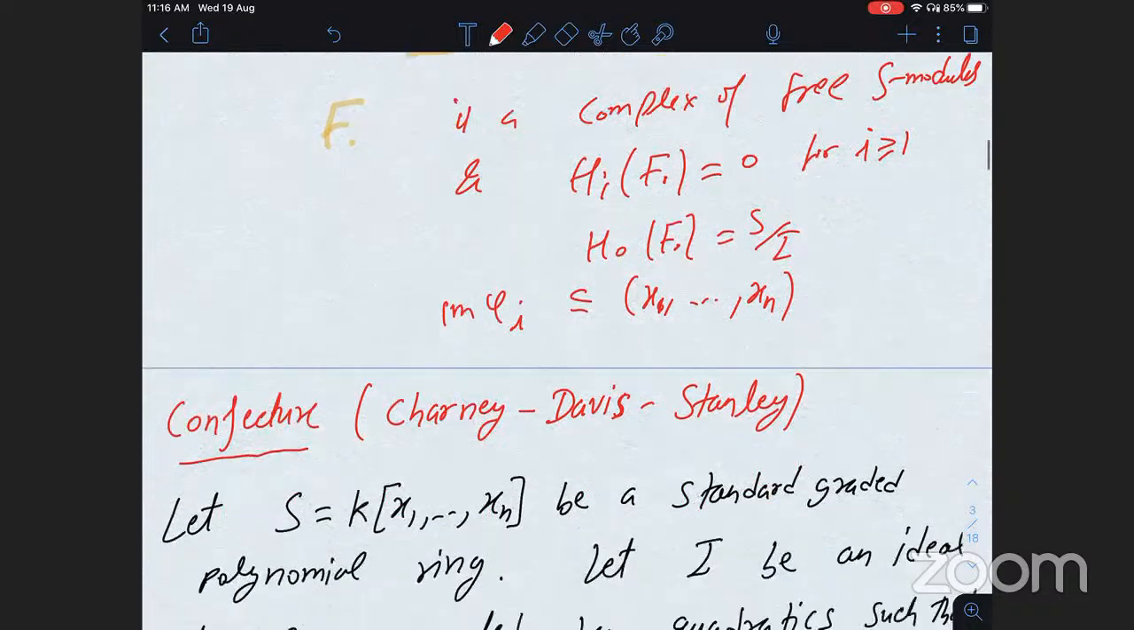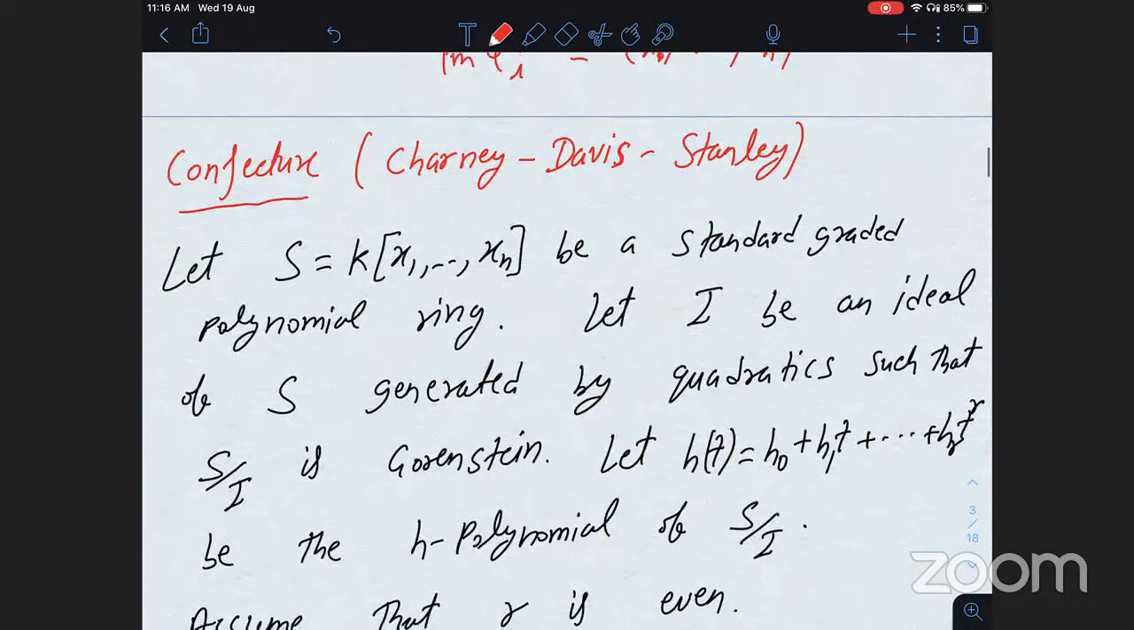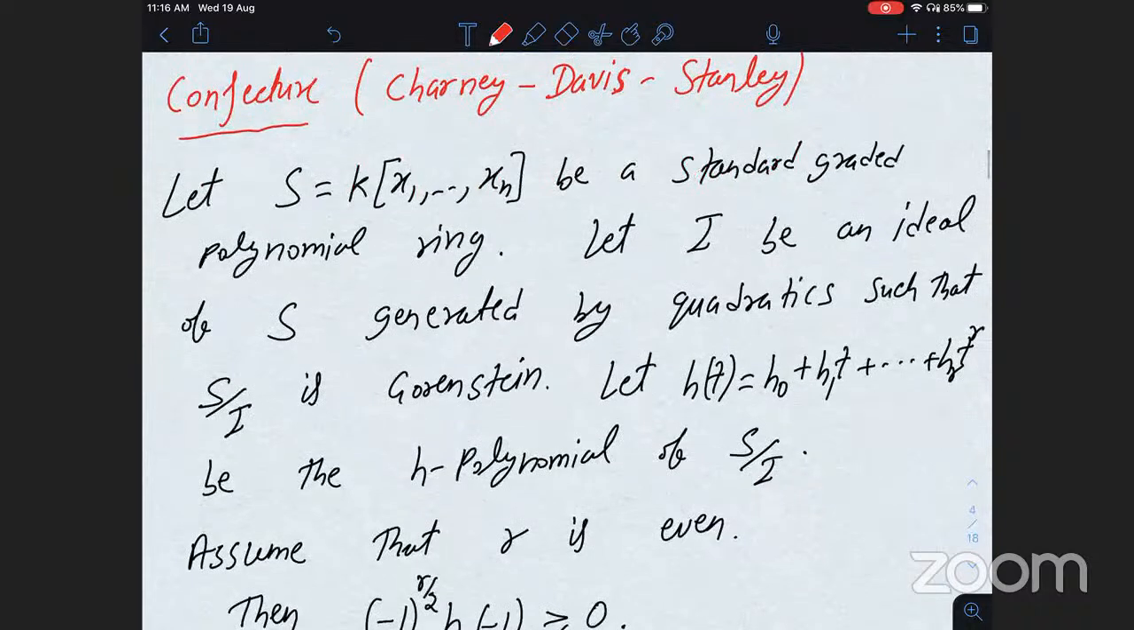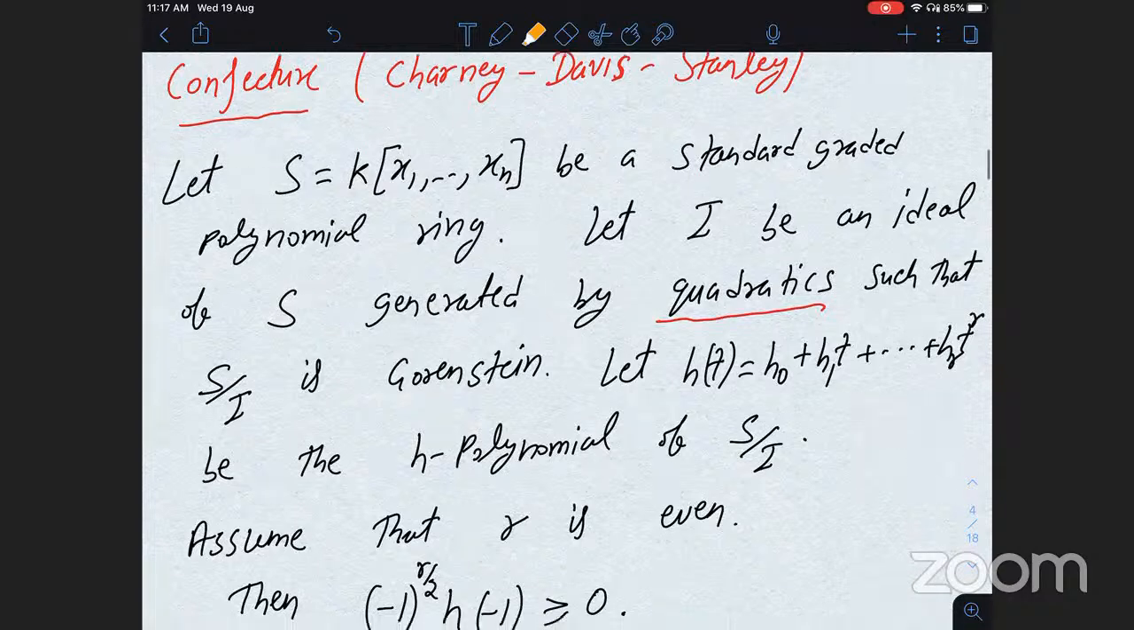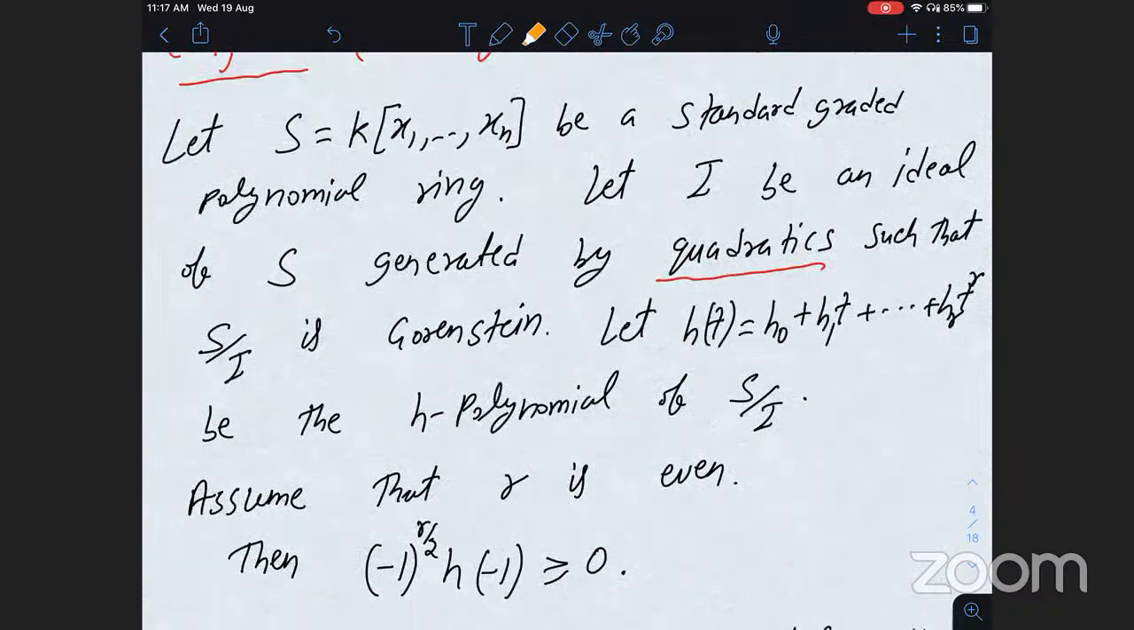Okay, now I'll state the conjecture. Let S be a standard graded polynomial ring. Let I be an ideal of S generated by quadratics, that means homogeneous polynomials of degree 2, such that S mod I is Gorenstein. Let h(t) be the h-polynomial of S mod I, and the degree of h(t) is r. Assume that r is even. Then (-1)^{r/2} h(-1) is greater than or equal to 0. This is the statement of the conjecture.